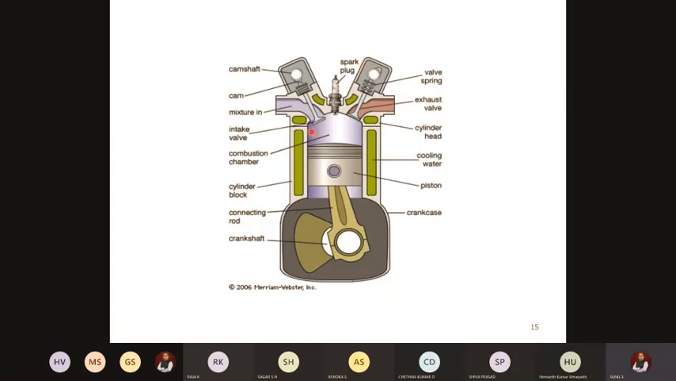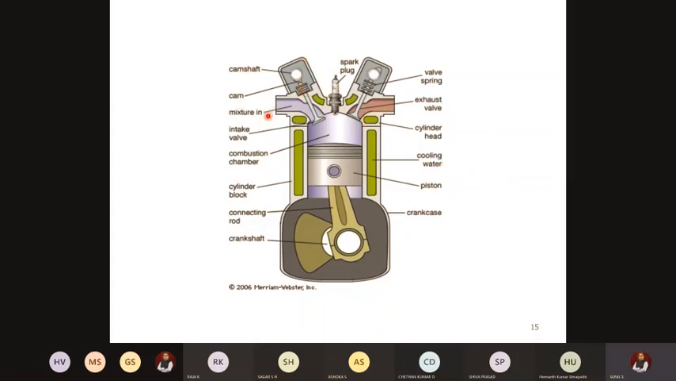This is the cylinder block, this entire region. This is the crankcase, wherein the oil is stored for lubrication. This is the crankshaft. This is the connecting rod. This is the piston. This is the cylinder block. This is the intake valve and outlet valve. These are the valve operating mechanisms. If it is a petrol engine, there will be a spark plug. If it is a diesel engine, there will be a fuel injector. So these are the different parts of an engine.